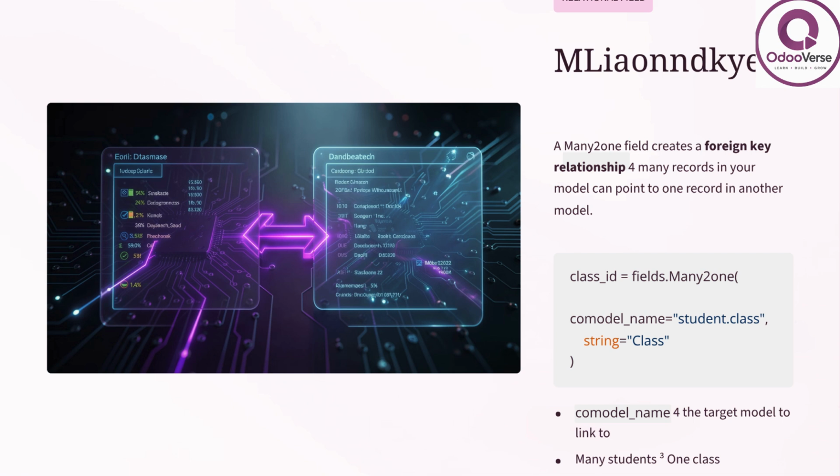Now let's move to one of the most important concepts, relationships. Here we are learning Many2one. A Many2one field connects two models together. For example, many students can belong to one class. So in this case, student records connect to the class model. The comodel_name parameter tells Odoo which model should be linked. And Odoo automatically handles the database relationship internally.